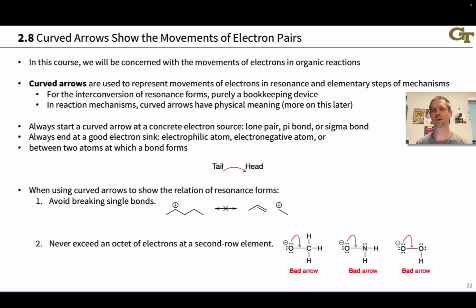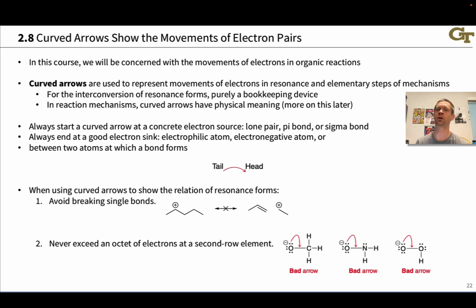In organic chemistry, we are very concerned with the behavior and properties of electrons in organic molecules, and so we quite frequently depict the movements of electrons, both in organic reaction mechanisms and to show the interconversion or electronic relationships, if you like, between resonance structures. And there is a convention or a formalism that we use to show the movements of electrons in organic molecules called the curved arrow formalism, and we're going to introduce that here.